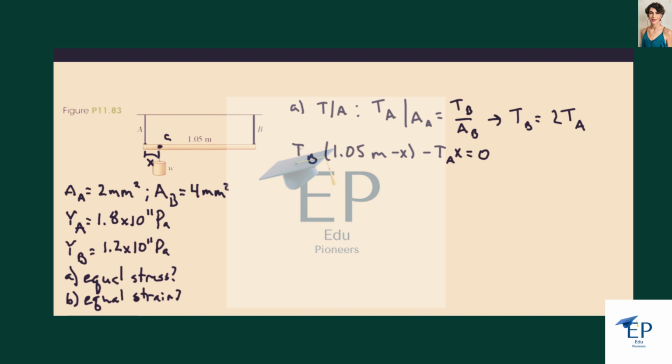We know that the tension in B is 2 times the tension in A, in order to produce equal stresses. And so measured from A, we find that x is equal to 0.7 meters.